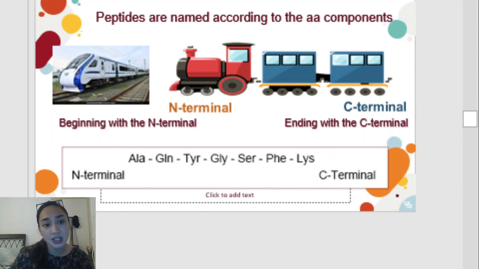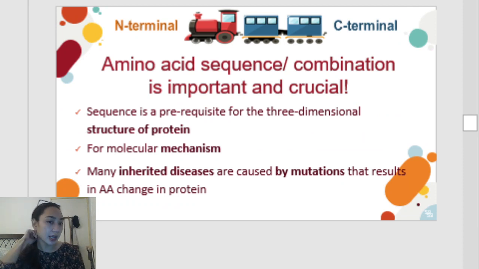Ang N-terminal natin dyan is which amino acid? Okay, we have alanine as an N-terminal, no? Kung ano yung nasa unahan. And ang C-terminal natin is yung nasa likod, which is lysine. Okay? So, N-terminal and C-terminal, amino acid sequence or combination is important and crucial. So, bakit? Kasi yung sequence niya is prerequisite for a three-dimensional structure ng protein and for molecular mechanism. And maraming inherited diseases can cause mutations na nag-change ng amino acid in protein.